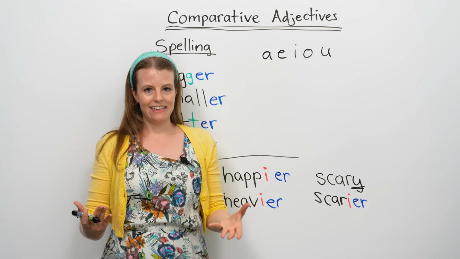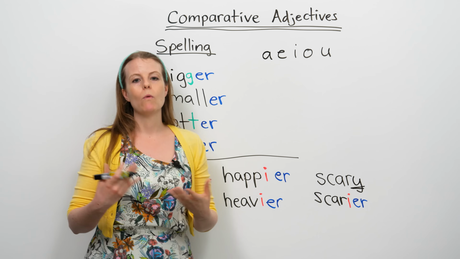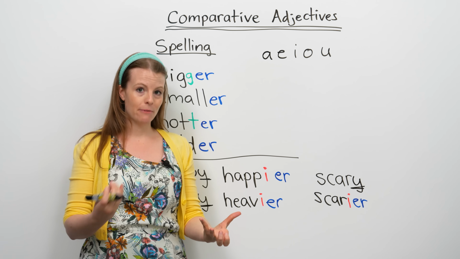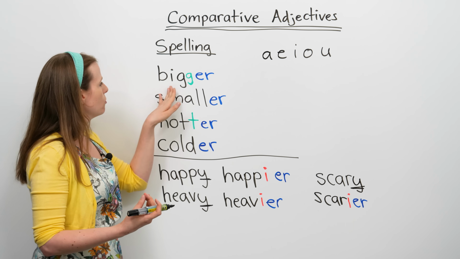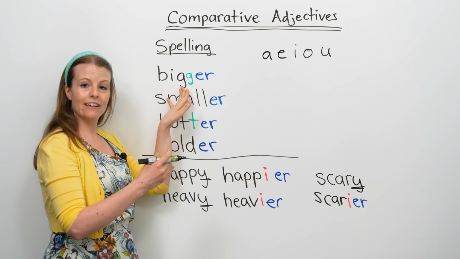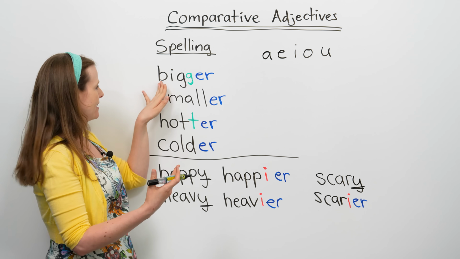So what happens is when you're spelling, when you're using an adjective and you're making it a comparative adjective by adding -er, you need to look at the word and you need to figure out the last 3 parts of the adjective, so in this case, B-I-G.